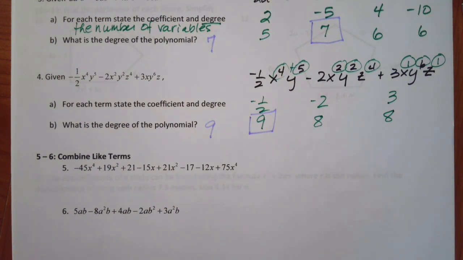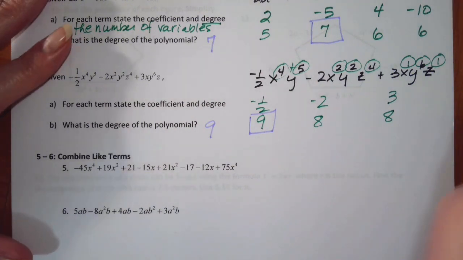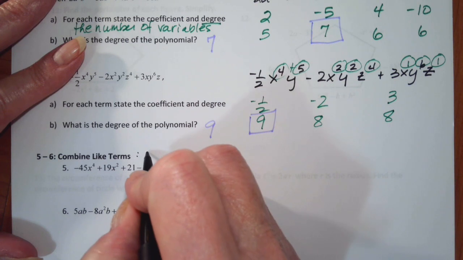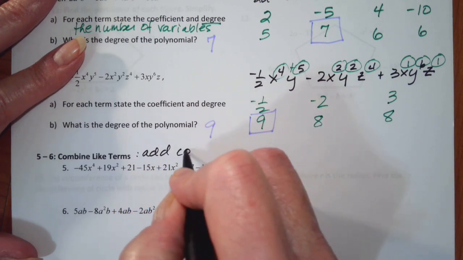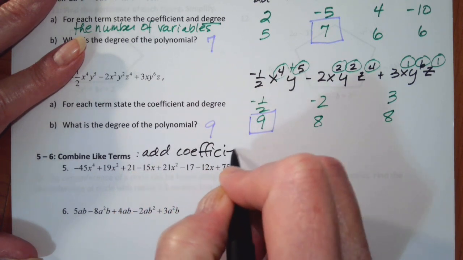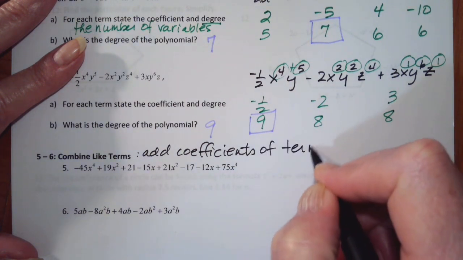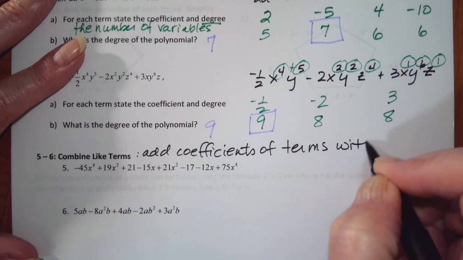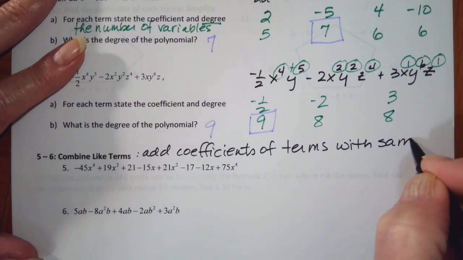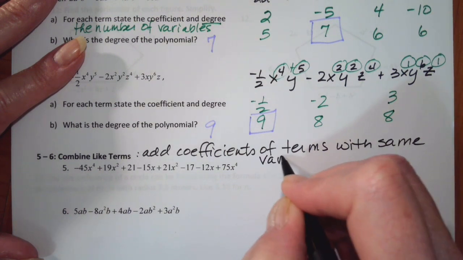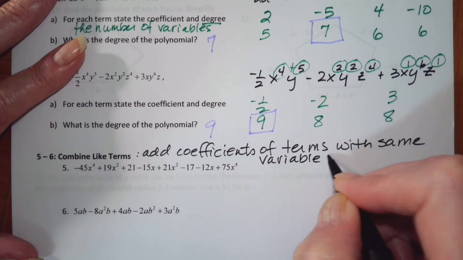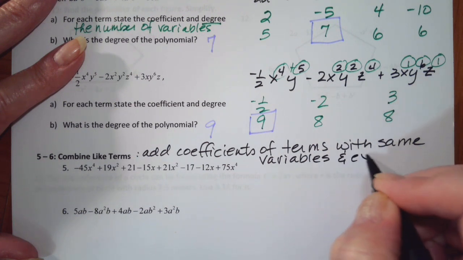Okay, if you want to combine like terms, you add the coefficients of terms with the same variable and exponents.